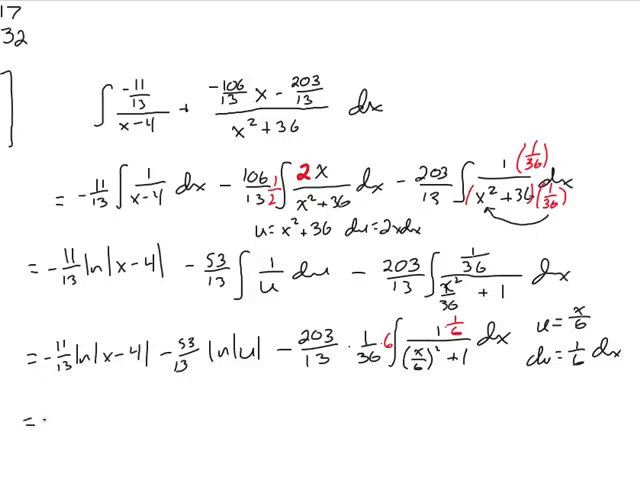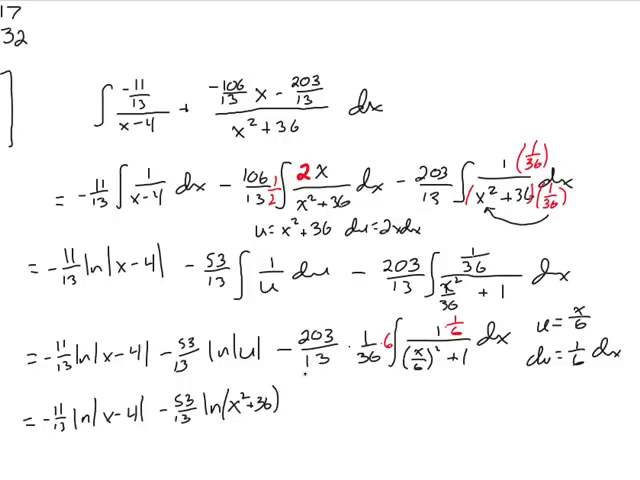All right, where are we at? We've got the negative 11 over 13 ln of the absolute value of x minus 4 minus 53 over 13. Now let's sub back and be done with this natural log. Now one of the things, because we're putting in x squared plus 36, we don't need the absolute value because it'll always be positive. Doesn't make it wrong, we just don't need it.